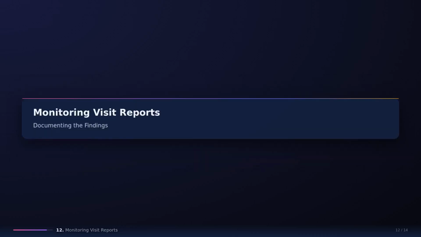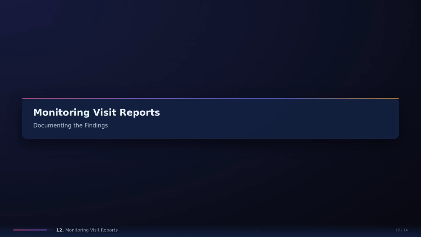Every monitoring visit generates a formal visit report, typically due within 5 to 10 business days. The report documents the date and scope of the visit, subjects reviewed, data findings, regulatory document updates, drug accountability results, protocol deviations identified, and any issues requiring follow-up.